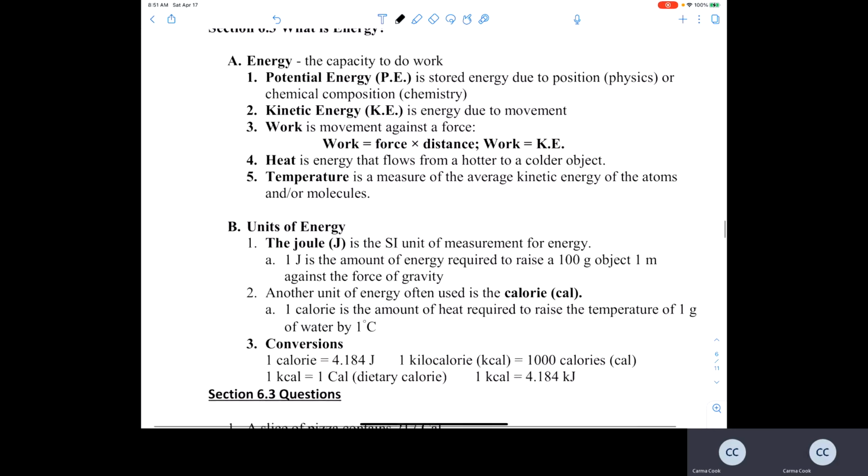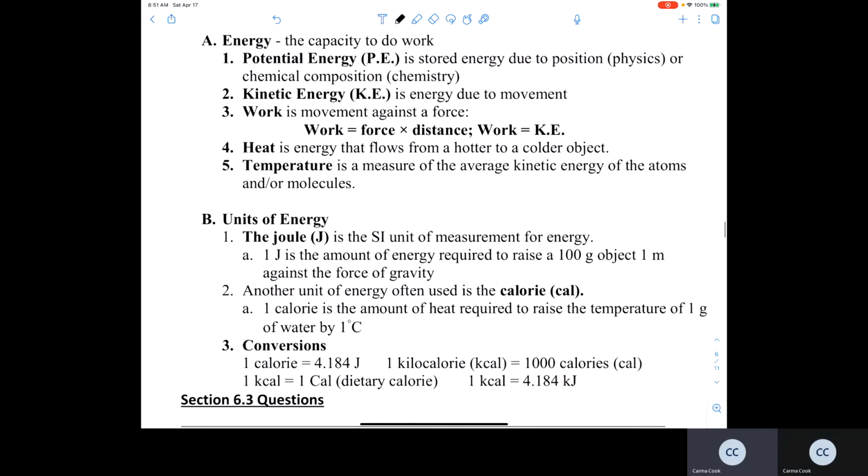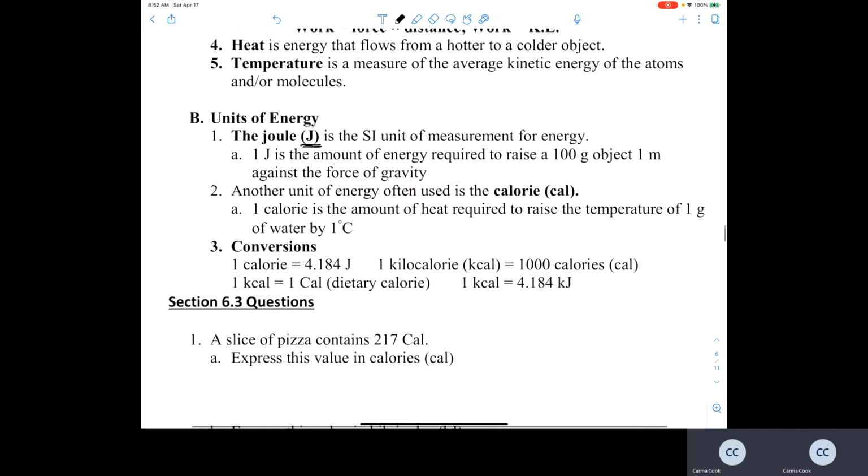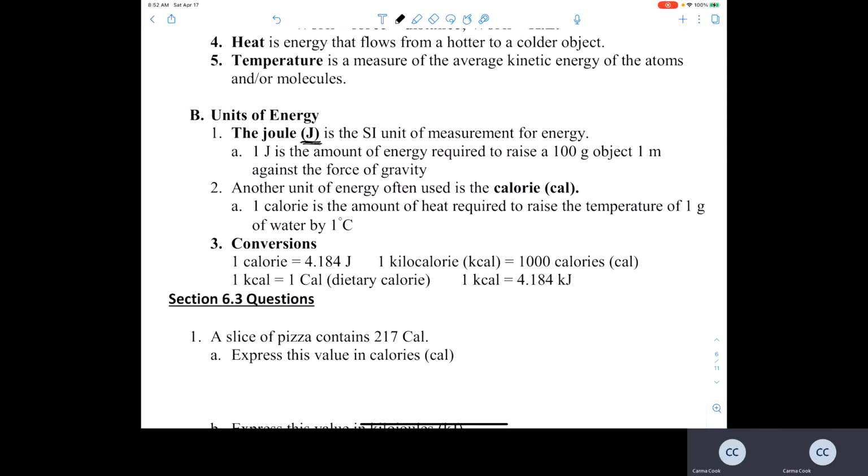So when we talk about energy, of course, we want to know, well, what are the units? The metric or SI system unit for energy is the joule, symbolized with a capital J. And so a joule is the amount of energy needed to raise the temperature of a 100-gram object by 1 meter against the force of gravity, or the amount of energy required to raise that 100-gram object in that distance of 1 meter against the force of gravity, saying that's how much energy it takes to perform work on that object, to cause that object to move a distance of 1 meter.